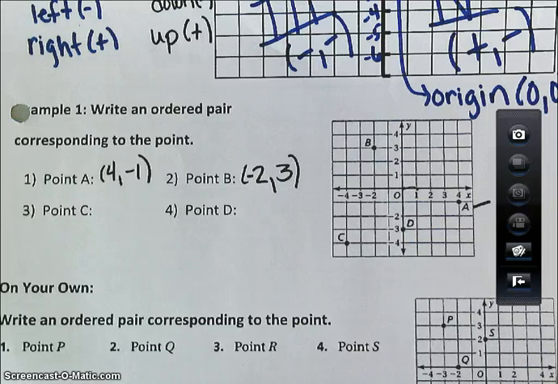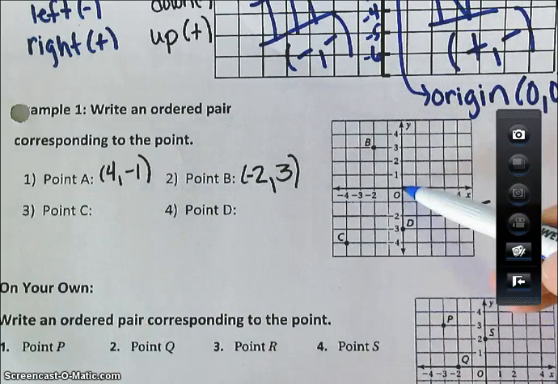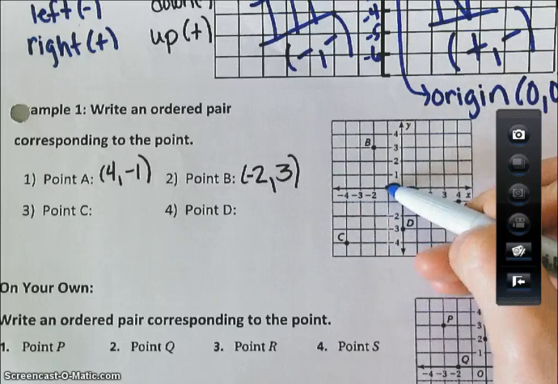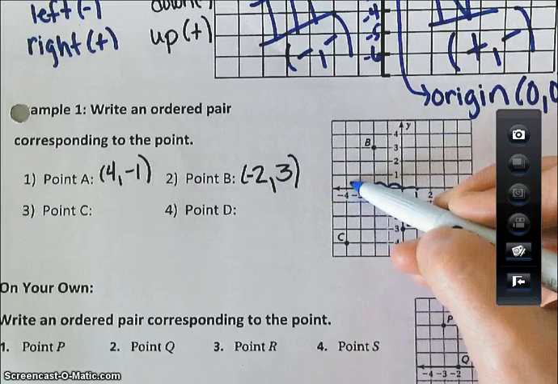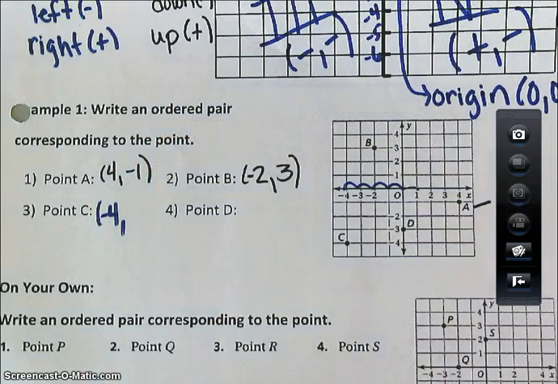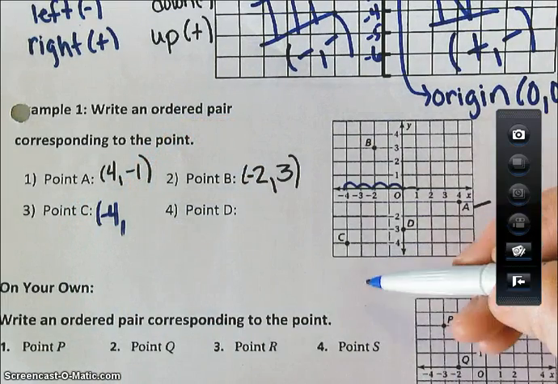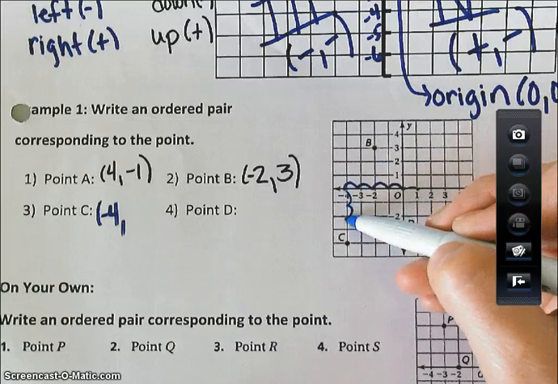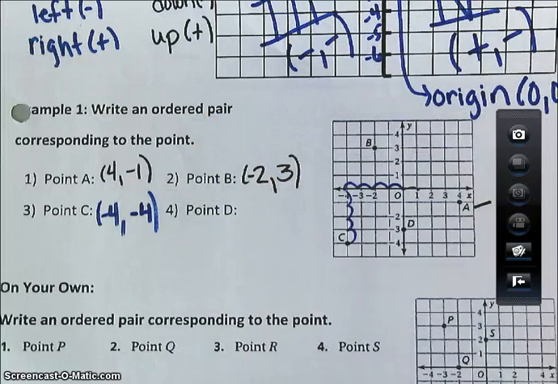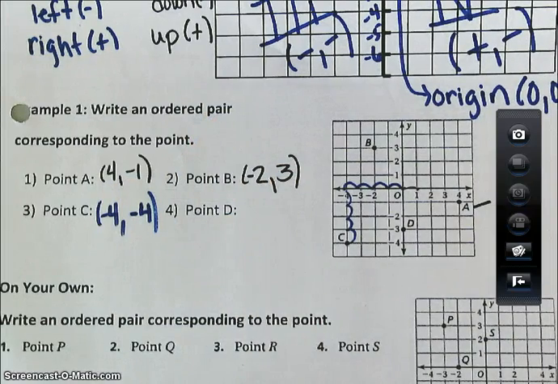Now let's look at point C. It's way down here in the corner. So I'm here at the origin, and I have to go to the left. So I go 1, 2, 3, 4. I went to the left 4, which is -4. And then now I have to go down 1, 2, 3, 4, which is also -4. So -4, -4 will get us to C.